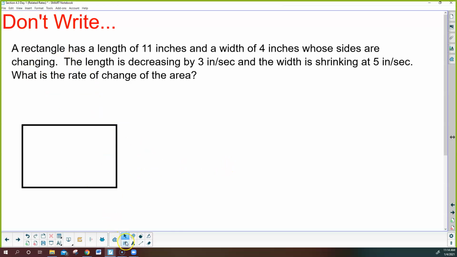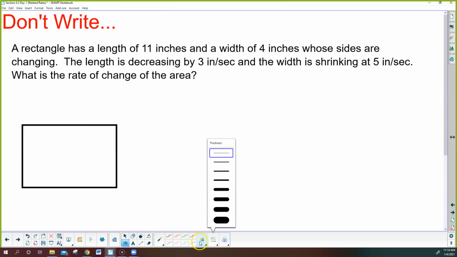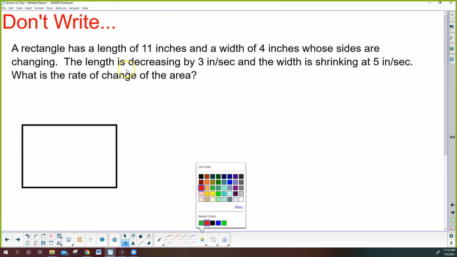And I'll show you, this is our very first related rates problem. All right. So you can see there are a lot of word problems today. And one of the things you can do is read them carefully and identify what you know. My advice is read the problem all the way through first. So a rectangle has a length of 11 inches and a width of 4 inches whose sides are changing. The length is decreasing by 3 inches per second and the width is shrinking, or I could have said decreasing as well, at a rate of 5 inches per second. What is the rate of change of the area?